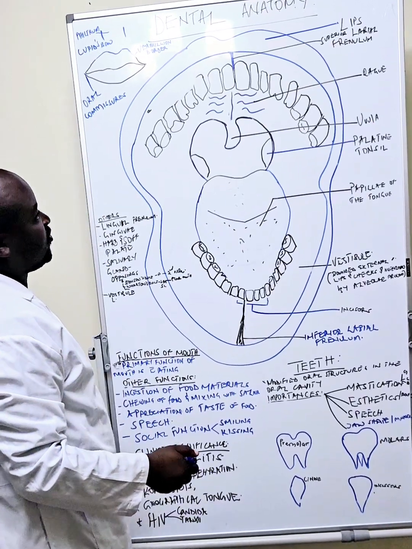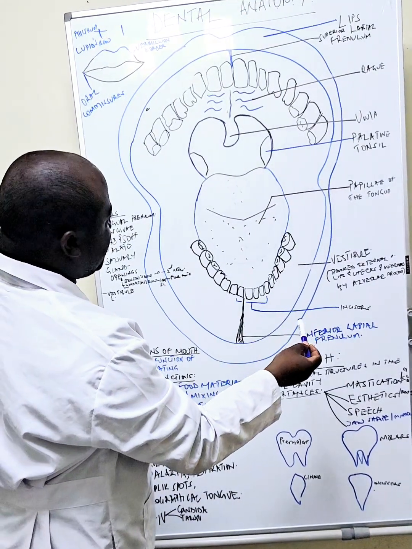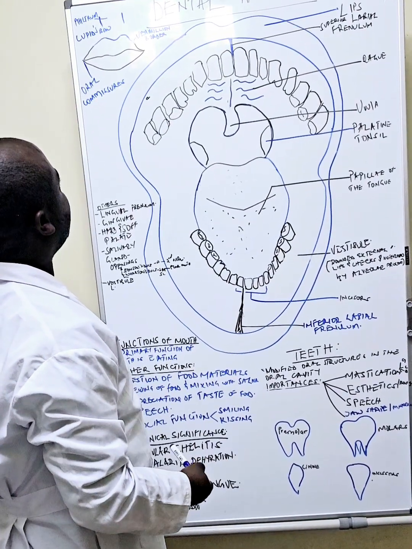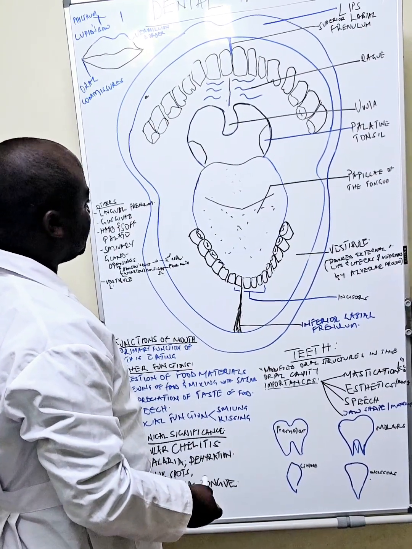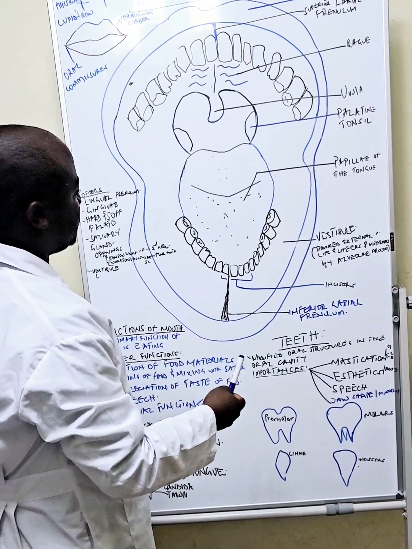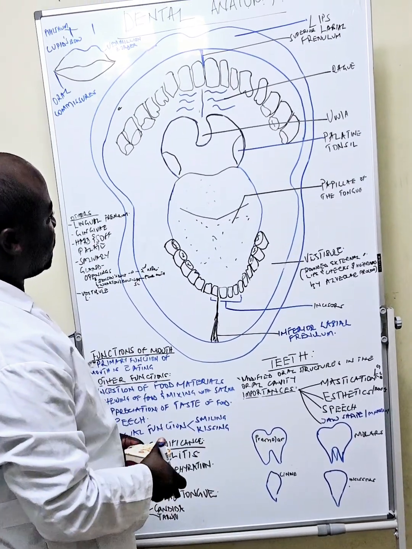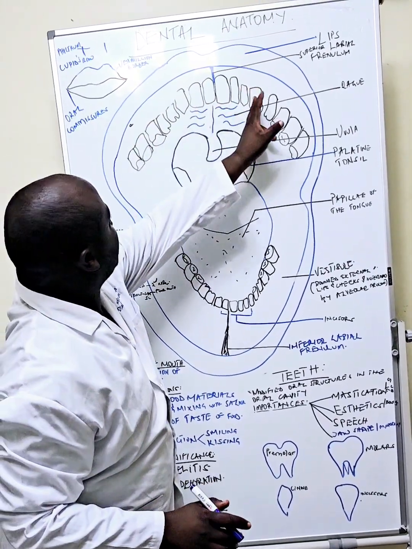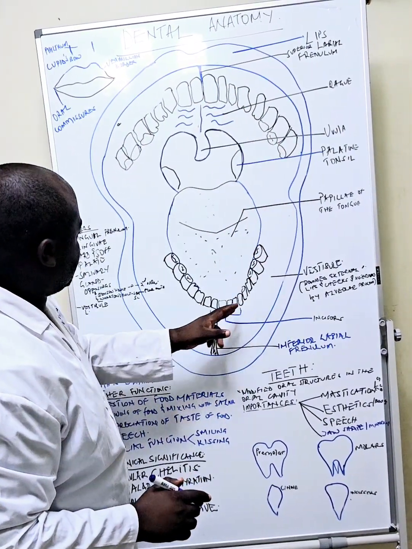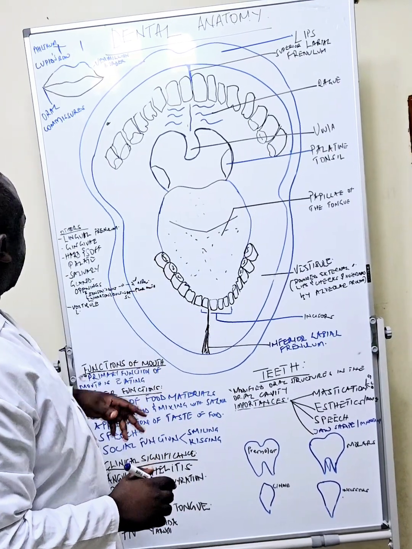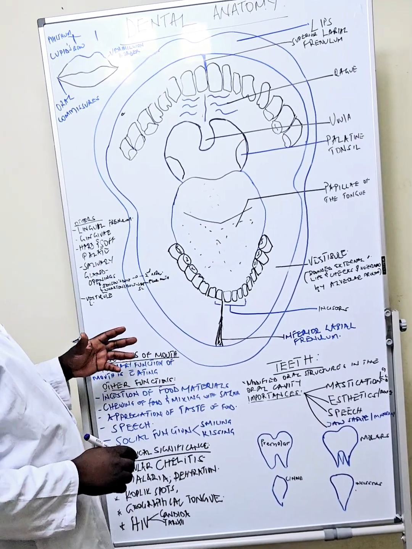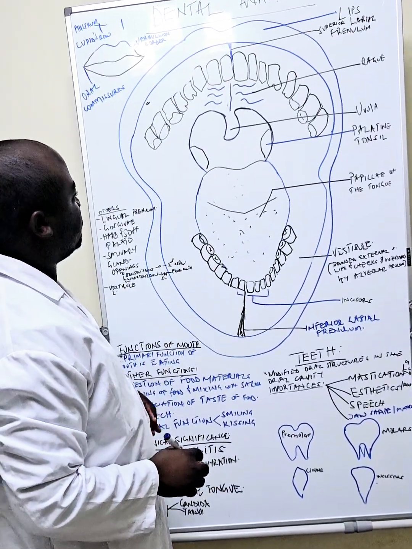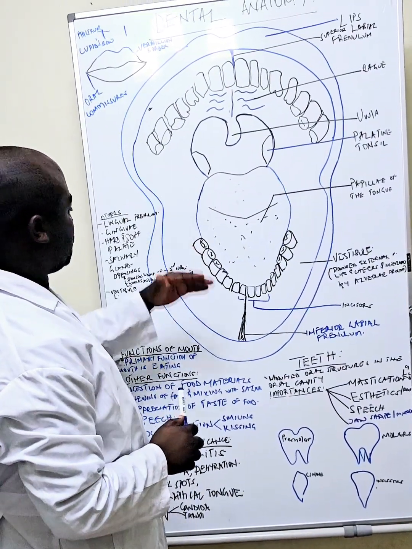Yes, we have now hard structures. The hard structures are the teeth. The teeth are going to be talked about in details, but for now, before we leave this diagram, you can see whatever is here in black. These are teeth. Before we leave this one, we shall talk about the function of these teeth, or of this oral cavity.